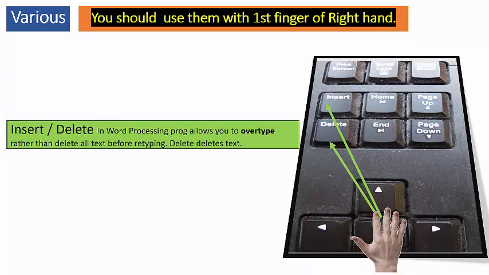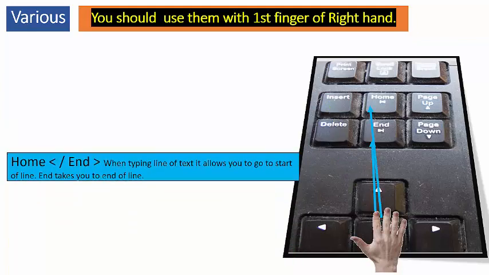Insert and delete. In word processing, the program allows you to overtype if you press insert, rather than delete all text before retyping. Delete deletes text. Home, end. When typing a line of text, home allows you to go to the start of the line, and end takes you to the end of the line.